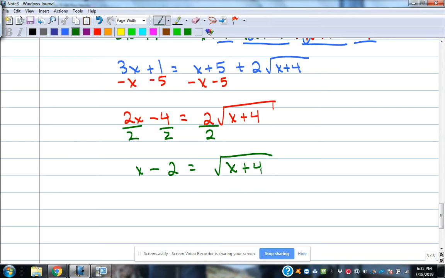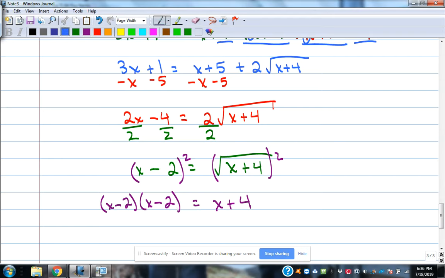And finally, I now have a problem that has the square root by itself on that right-hand side. And how do I get rid of that square root? I square both sides again. We're still not done. Okay. Now, when I square both sides, the right-hand side is the easy side. It's x plus 4. But on the left-hand side, I'm squaring x minus 2. So that means x minus 2 times x minus 2.